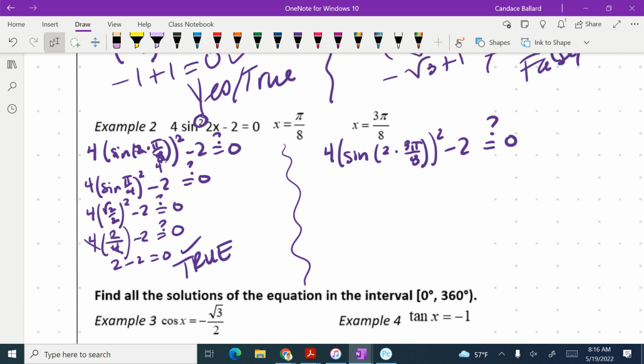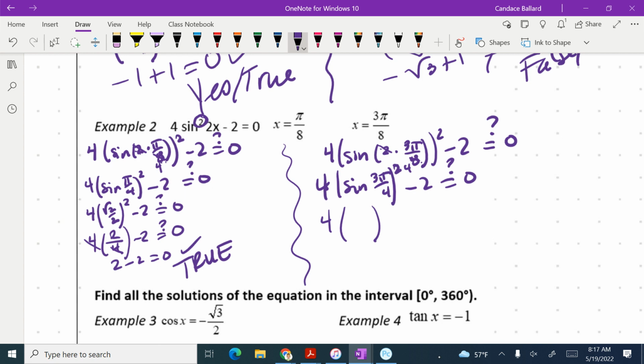Okay, let's take a look at it together, make sure we've all got it. How many times does 2 go into 8? 4 times. So we've got 4 out here, sine of 3 pi over 8, whatever we get for, sorry, I'm doing it wrong. 3 pi over 4 squared minus 2. We're still checking, does that equal 0? What's the sine of 3 pi over 4? What do we get? Square root of 2 over 2.